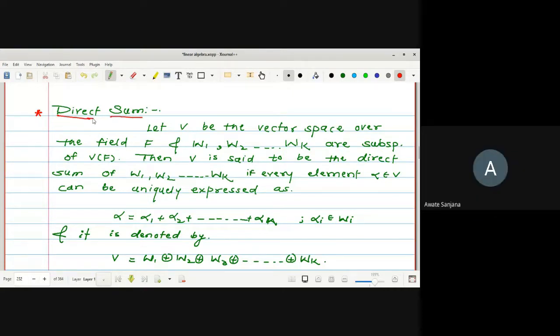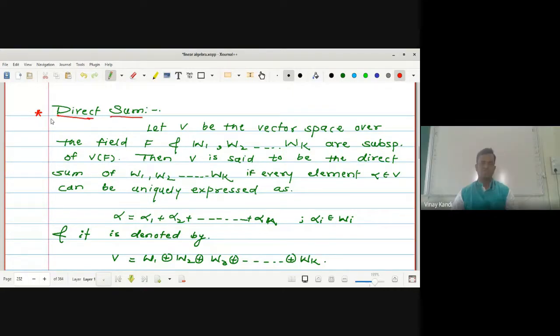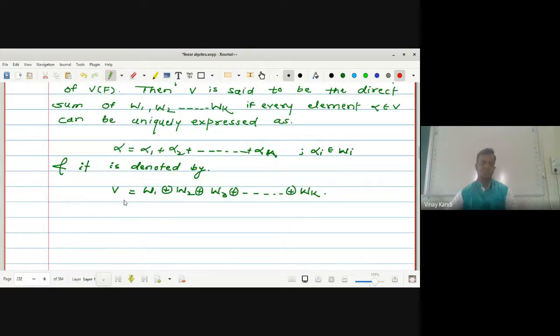For example, if the set of all matrices with real entries is the vector space V, what is W1? The set of all symmetric matrices, and W2 is the set of skew symmetric matrices. So any vector alpha we can write with alpha 1 symmetric and alpha 2 skew symmetric, if the vector is a matrix. Similarly, any function we can write as the sum of an even function and an odd function.